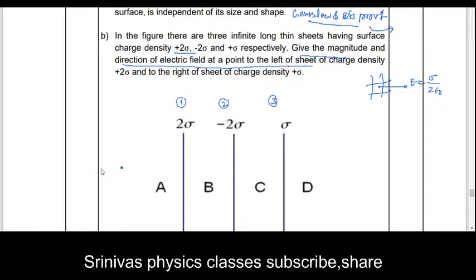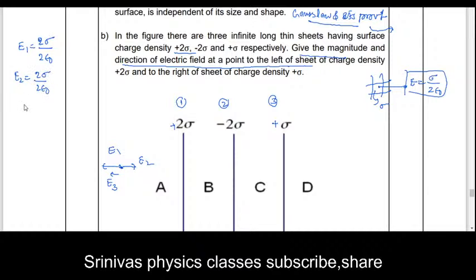On the left side, due to the first sheet, electric field E1: due to positive, away will be there. Due to negative, towards will be there. And due to positive, this is also positive, away will be there. Right? That means net electric field. E1 formula is sigma by epsilon naught. If charge density is sigma, but here charge density is 2 sigma, that's why 2 sigma by 2 epsilon naught. Next E2, due to minus 2 sigma, okay, 2 sigma by 2 epsilon naught.